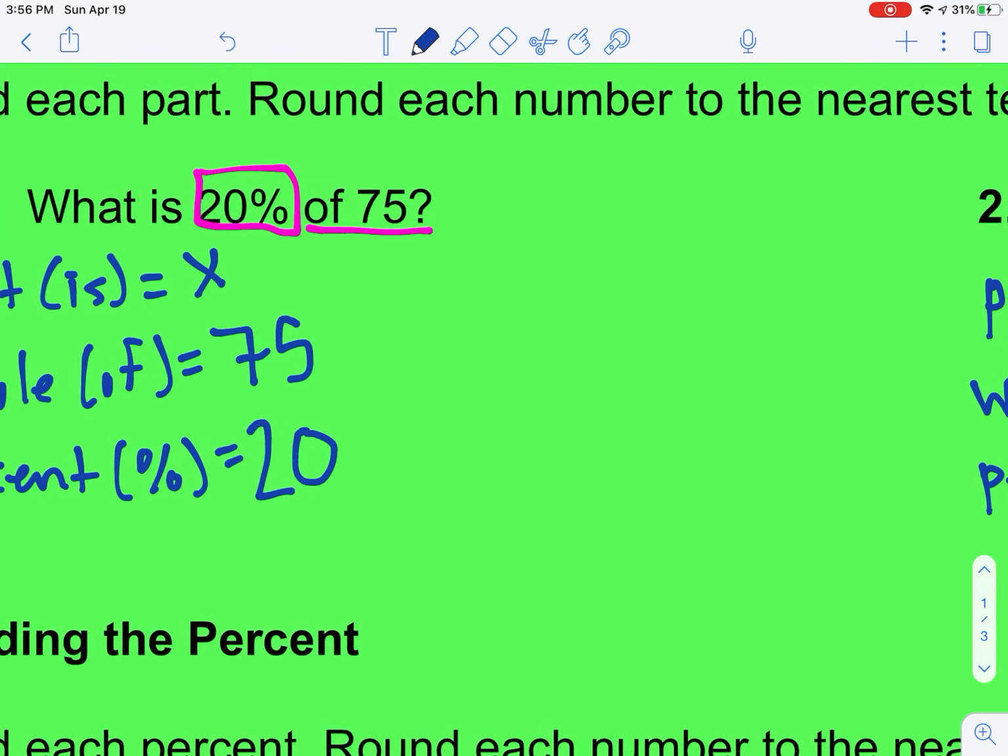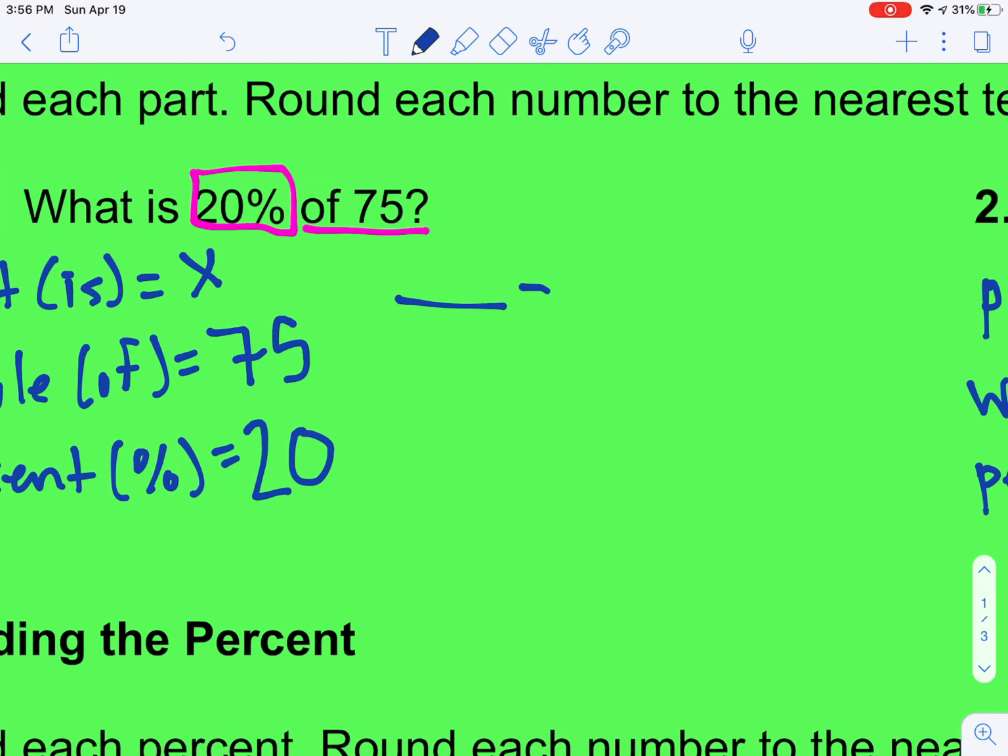All right, let's go ahead and set up my proportion. So I'm going to draw my lines. Now the first thing I'm going to write is my 100. I'm always going to put a 100 in the bottom right-hand corner. The next thing that I like to write is my percent. The percent always goes above the 100. Now I can fill out the left side of my proportion. The left side of my proportion is a fraction, so it is part over whole. I do not know what the part is, and I know that the whole is 75.